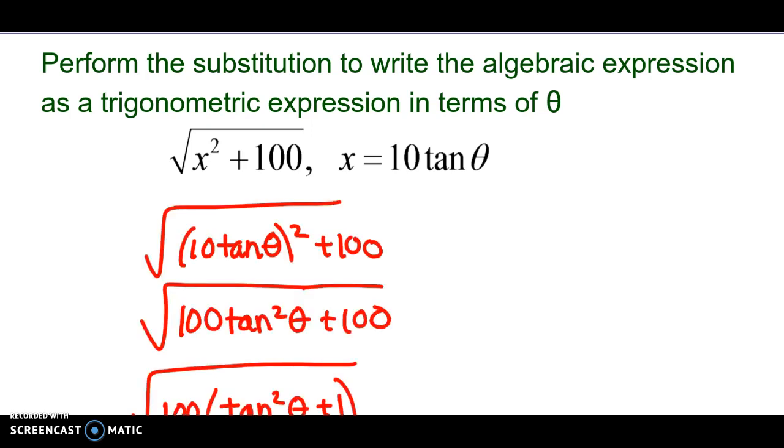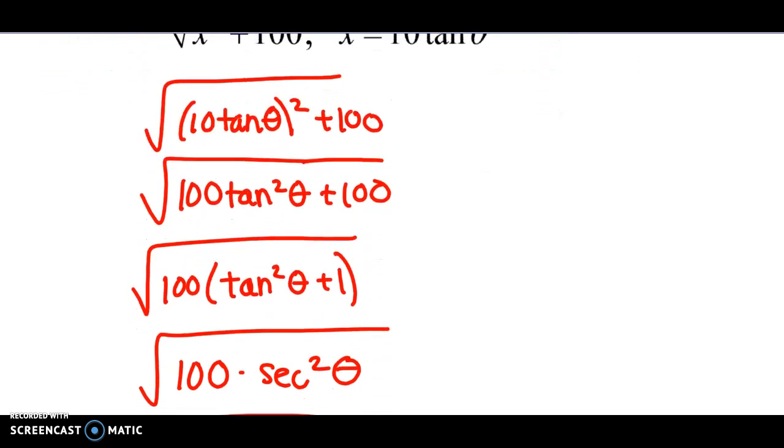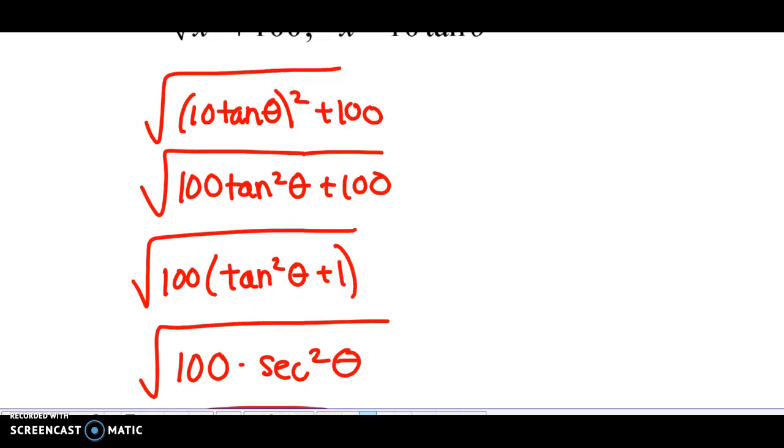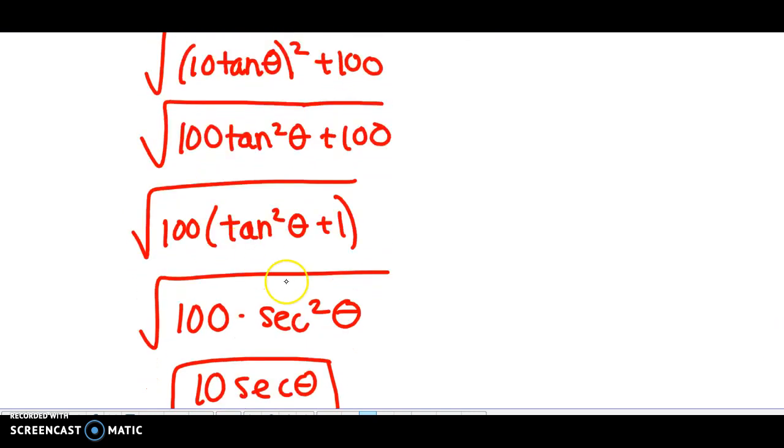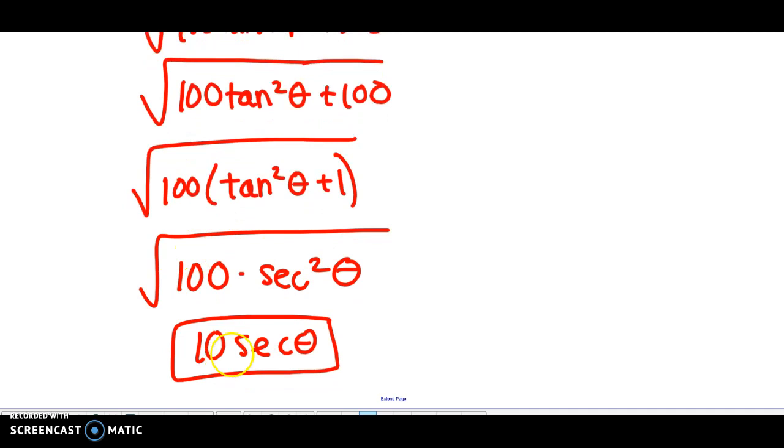All right, this problem is also an example of a fun time in math. So we substitute 10 tangent of theta in for x, and I square both terms because that's what we do. Then if I factor out a GCF of 100, now I have a product, which is good. I like that. But tangent squared of theta plus 1 is secant squared of theta. Now I have two square terms, perfect squares, being square rooted, so I get 10 secant of theta.